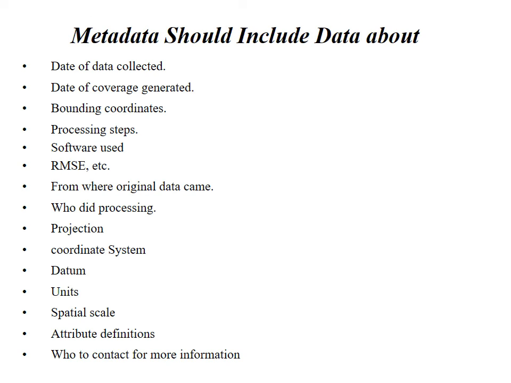So this is an example of what the metadata should include. It should contain the date on which the data was collected, and the date of coverage generated, all the boundary coordinates, what processes are involved, which software has been used, what the possible errors are, and where the original data came from, who did all these processing, what kind of projection is being used, what the assumption in the projection is, what kind of coordinate system has been used, what the reference datum is, in which unit all the maps have been presented, the spatial scale, attribute information, and whom to contact for further information. All of this has to be included in a metadata.